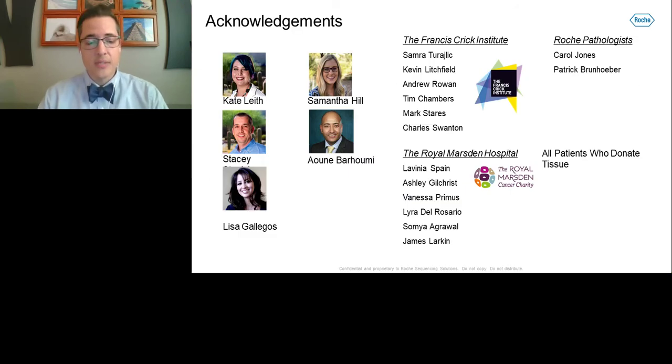First, some acknowledgements. You can see the team on the left. It's a pretty small team. We have some very active and very fruitful collaborations with the Francis Crick Institute and the Royal Marsden Hospital, both in London. Specific callouts to Charles Swanton and Sam Turlich for their considerable help in trying to pioneer this new processing method that I'll show you in a few minutes.